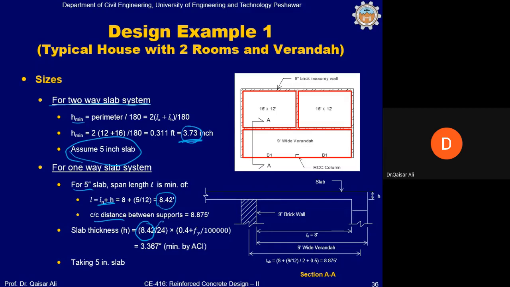Okay, so it is L by 24 multiplied by 0.8, it is coming 3.367 inch. It means that 5 inch slab will be sufficient for both one way and two way slab. Okay, यहाँ तक क्लियर है?